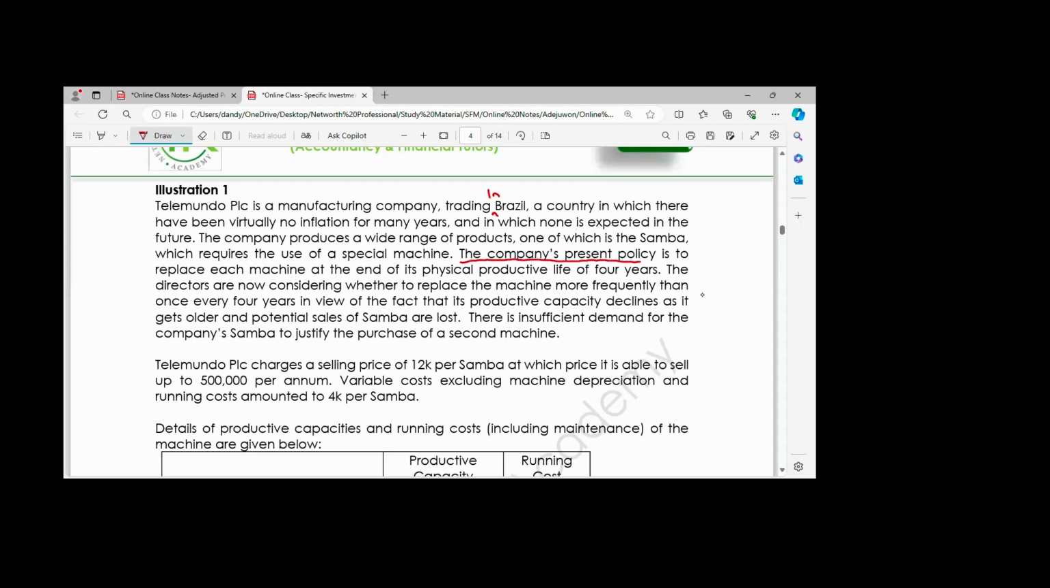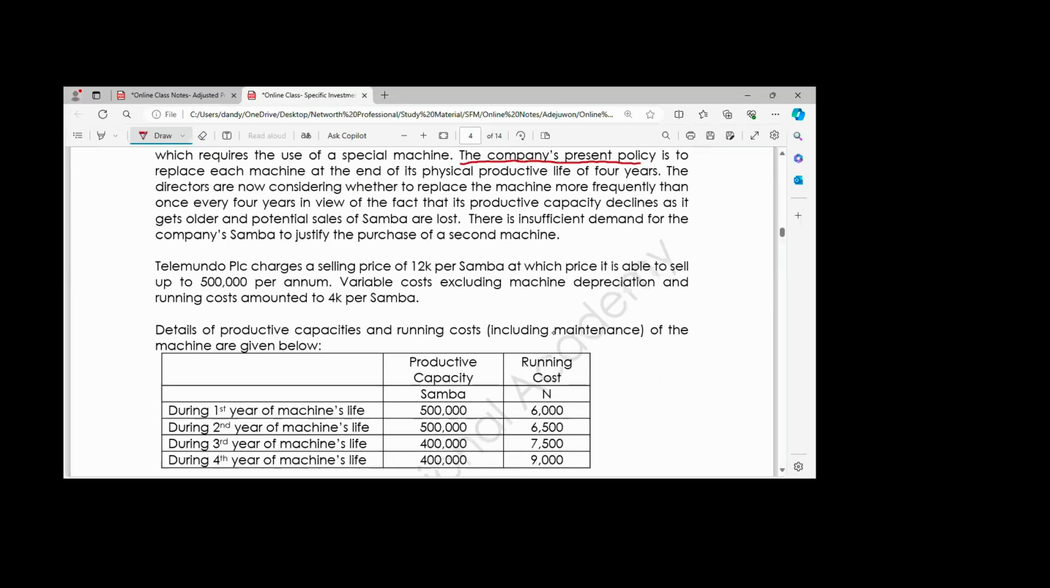The company's present policy is to replace each machine at the end of its fiscal productive life of 4 years. The directors are now considering whether to replace the machines more often than once every 4 years, in view of the fact that its productive capacity declines as it gets older and potential sales of Samba are lost. There is sufficient demand for the company's Samba to justify the purchase of a second machine. Telemundo PLC charges a selling price. It is able to sell up to 500,000 per annum. Variable costs, excluding machine depreciation and running costs, amounted to 4 kobo per Samba. Details of productive capacities and running costs, including maintenance of the machines, are given below. So should I proceed?